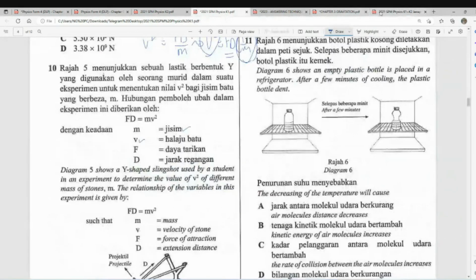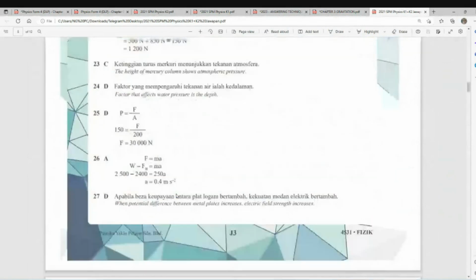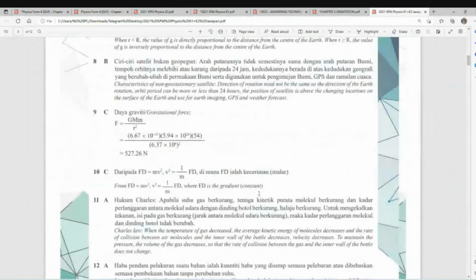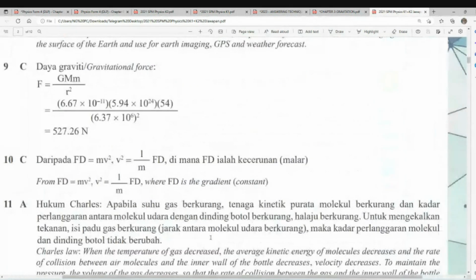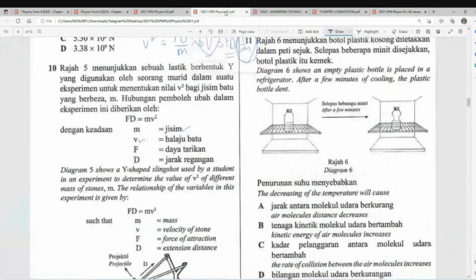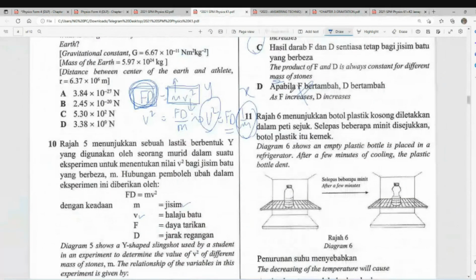Okay, question 10. Question 10 answer C lah, right? So Fd equal to mv squared. So Fd is invariant, so it should be constant lah. For B. Right, so answer is C.